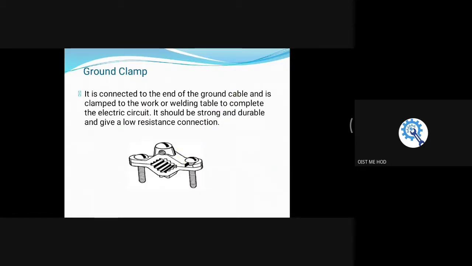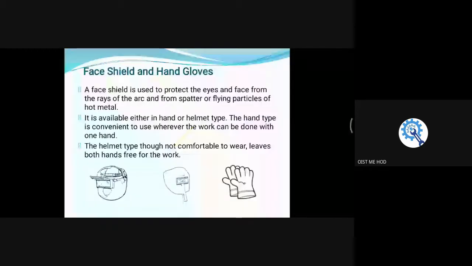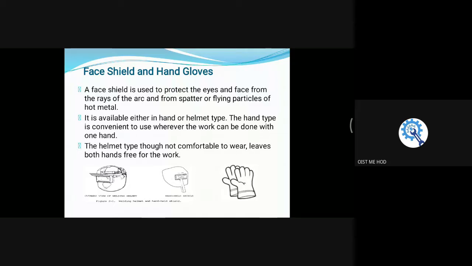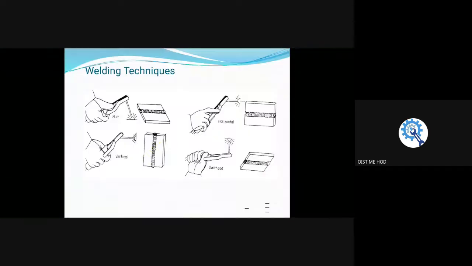Then what are the accessories for welding: ground clamp, wire brush, chipping hammer, then face shield and hand gloves. Face shield is very important in order to protect your eyes as well as from smoke, and hand gloves are made of a special type of cloth used for heating purposes only, to protect from the heat. And the welding technique may be flat, horizontal, or vertical, like that.